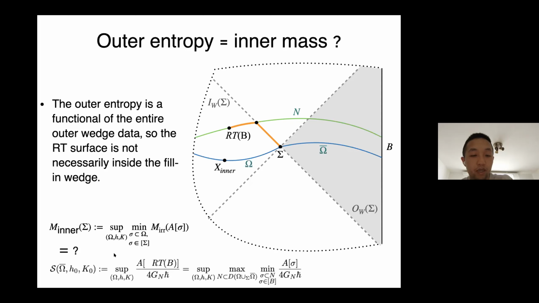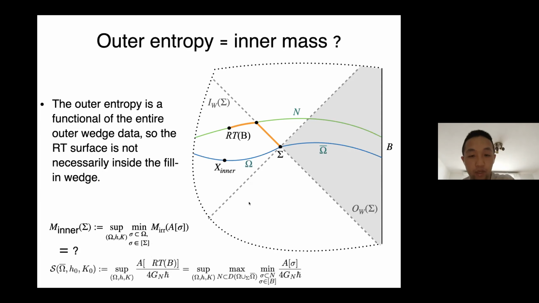But the main point I want to make is that the inner mass by definition is a quasi-local quantity, as it only takes input from the surface. It takes the boundary data from the surface to compute this quantity, whereas this outer entropy takes the entire data from the outer wedge, the outer part of the Cauchy surface, as input. So by definition, this outer entropy quantity is not quasi-local. If we would like them to be the same, as it's very suggestive they are, we need some extra conditions to quasi-localize the outer entropy.